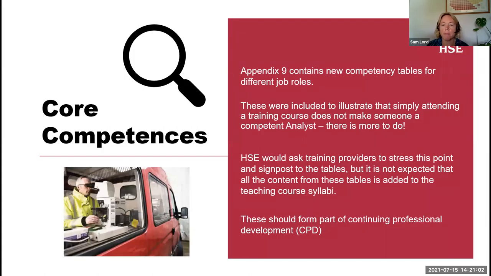So I thought I'd look into a bit more about core competencies here. Appendix 9 contains a number of competency tables for different job roles: people doing four-stage clearances, people doing surveying, people in the lab doing bulk analysis. So there's loads of detail in that. And I have had feedback that it's been a really helpful and useful addition to HSG248. And as I said earlier, they were included to illustrate that simply attending a training course doesn't make someone a competent analyst. There's more to do.